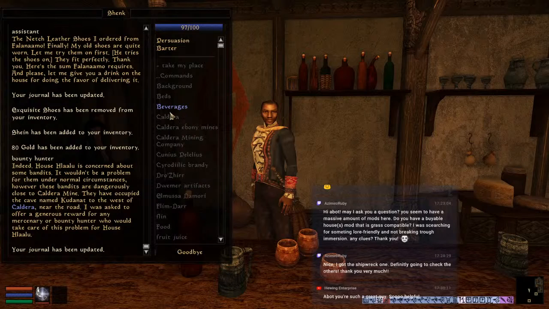Oh, we have a bounty hunter topic. Alois is concerned about some bandits? I think that's another mod heading.